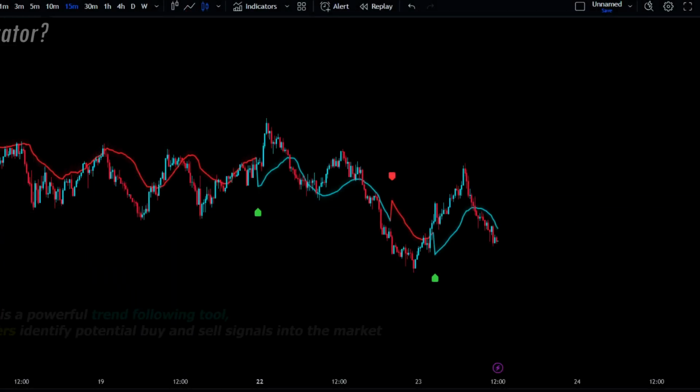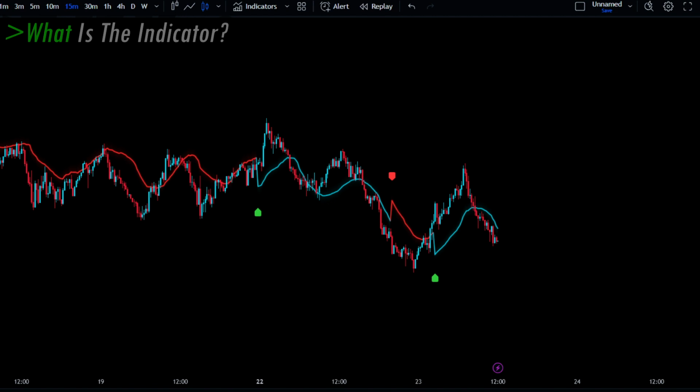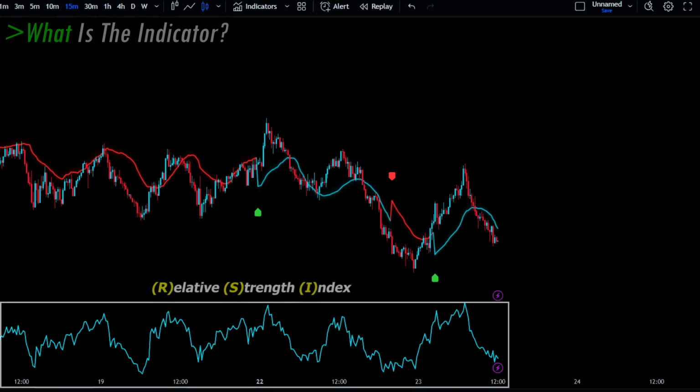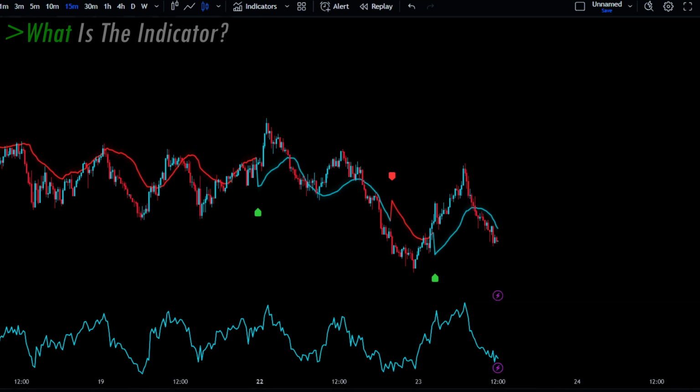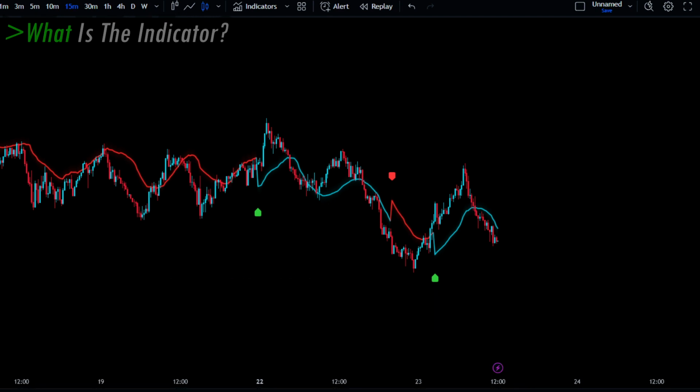The RMI Trend Sniper is a powerful trend following tool designed to help traders identify potential buy and sell signals in the market by combining the elements of the commonly known RSI, Relative Strength Index, and the MFI, Money Flow Index, for a comprehensive view of the market's momentum and strength.